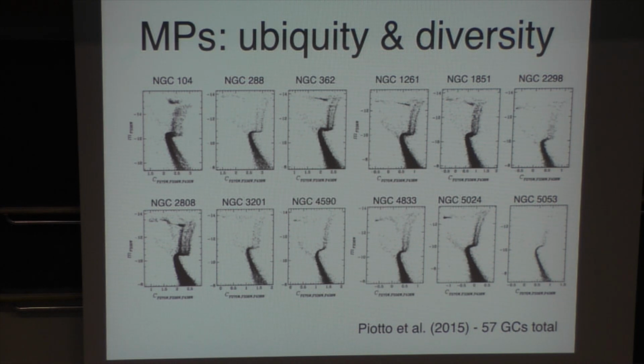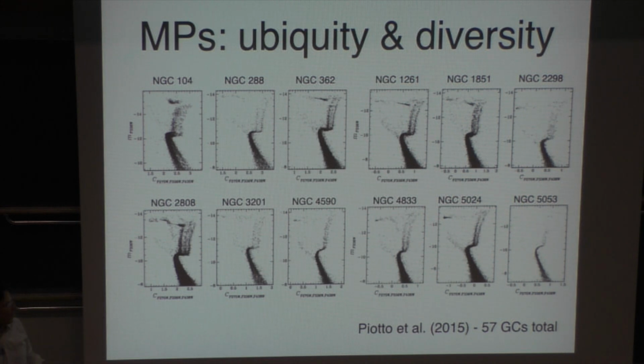And you see basically in all of them that there's a large spread here in the colors on the red giant branch and also on the main sequence. So this is quite universal. You see it everywhere. These are just the first 12 panels from their paper, right? I could have taken another 12 clusters, and it would have looked similar.